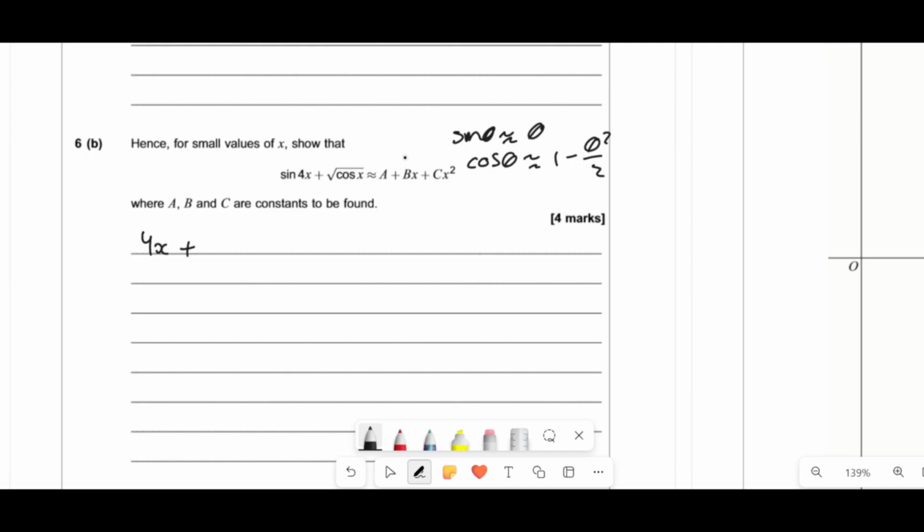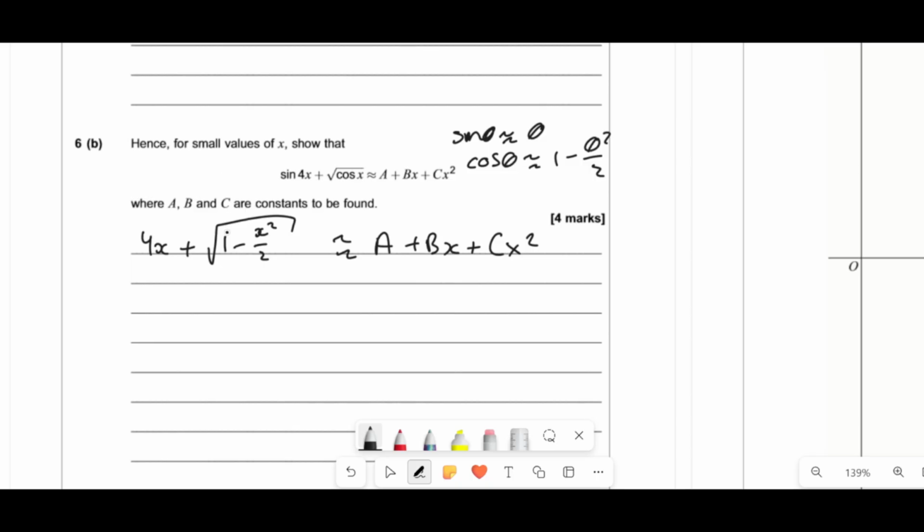4x plus, and then the square root of cos x. So if this is cos x, cos theta, that's going to be 1 minus x squared over 2. We need to replace that to cos x. So it's going to be the square root of 1 minus x squared over 2, which roughly equals a plus bx plus cx squared.